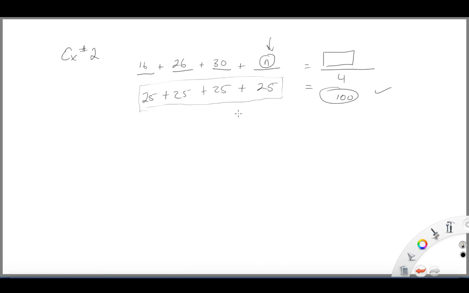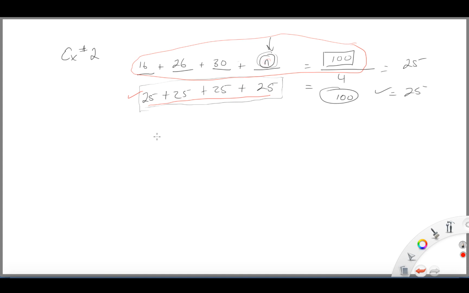So we also know this. If all of these numbers are added up, including n, it should also equal 100 because the average is 25 on both sides. So now I want you to look at this equation. Since we know that this whole thing equals 100, how did we find that out? Because we did this. We knew that this is correct. So what we're going to do is we're going to solve for n.